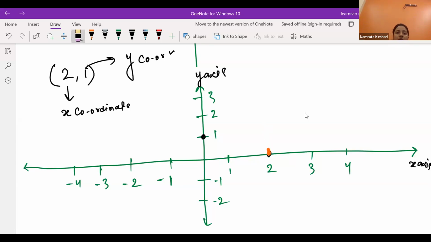Yes, ma'am. Okay, you will start from the x coordinate, that is 2, and you will just keep on moving in the upward direction. Why are you moving in the upward direction? Because your y is positive 1. That's why you are moving up.